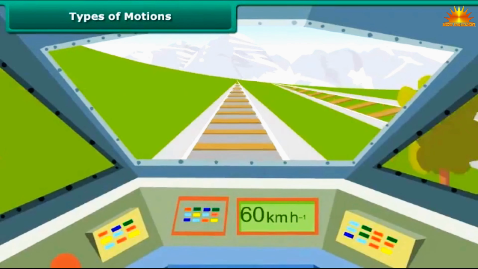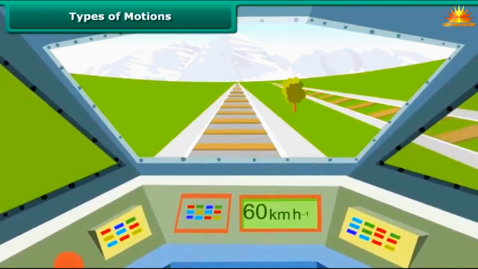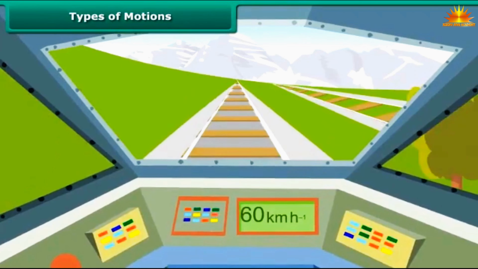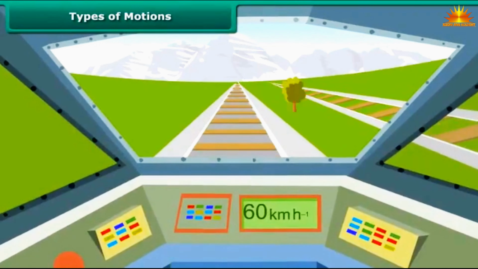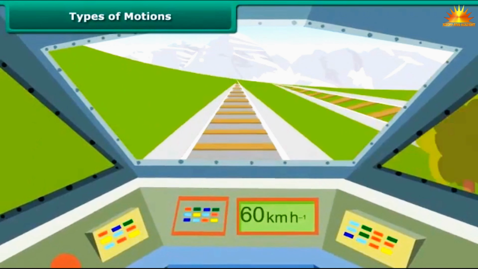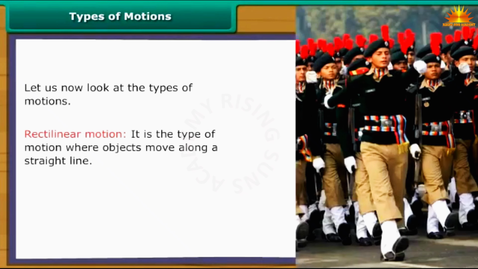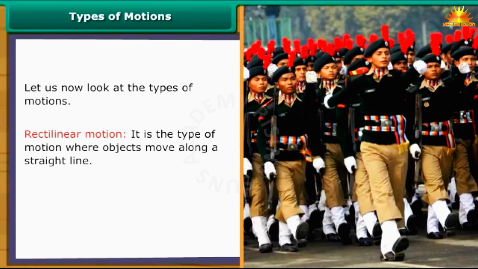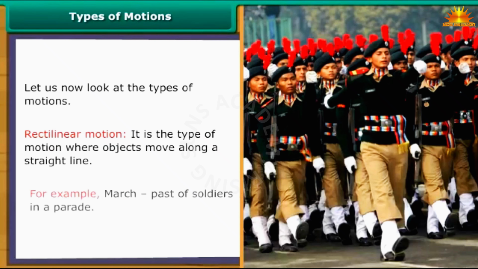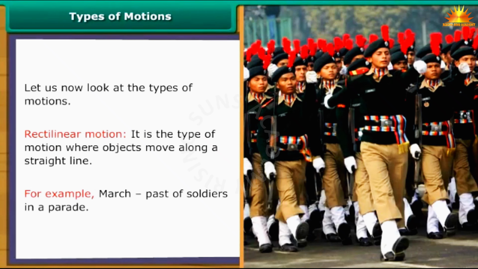Types of motions. As you know, motion is the change in position of an object with time. The change in its position can be determined through distance measurements. Let us look at the types of motions. Rectilinear motion. It is the type of motion in which objects move along a straight line. For example, march past of soldiers in a parade.